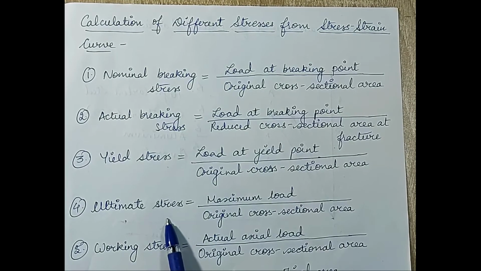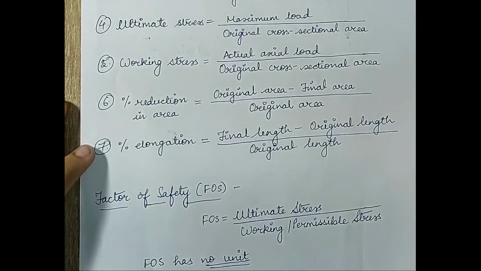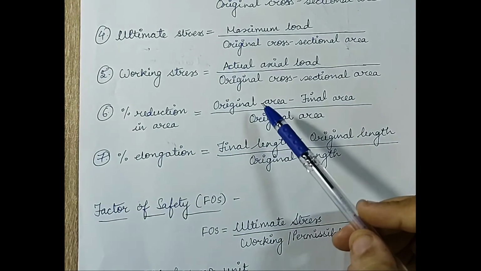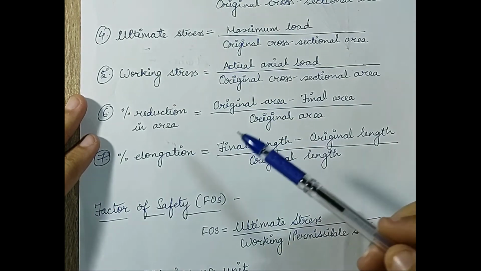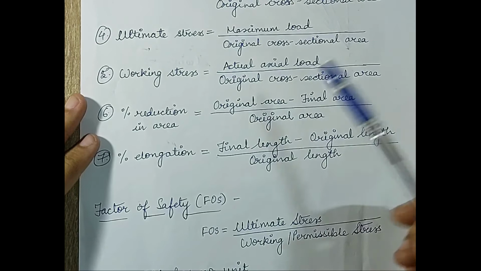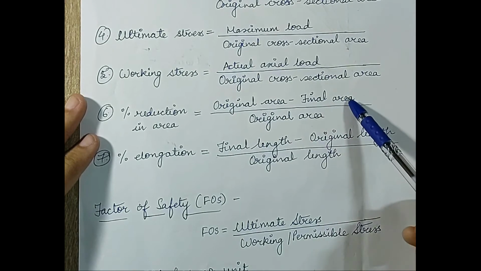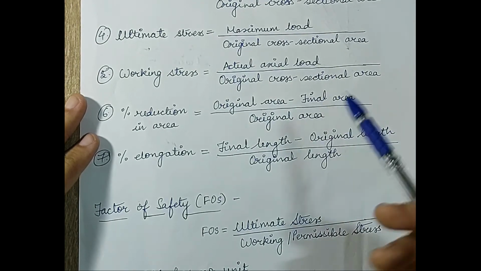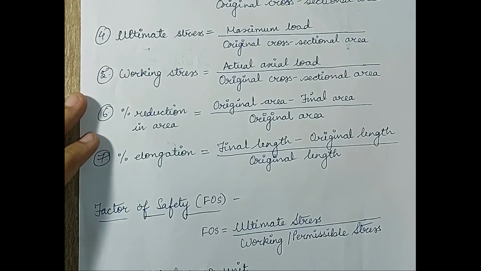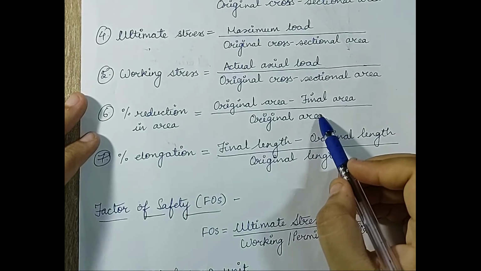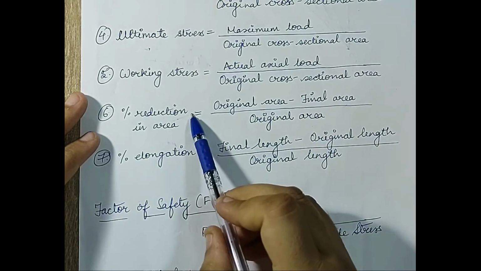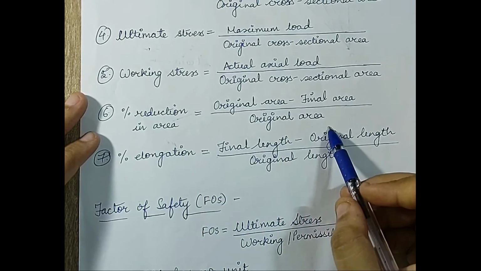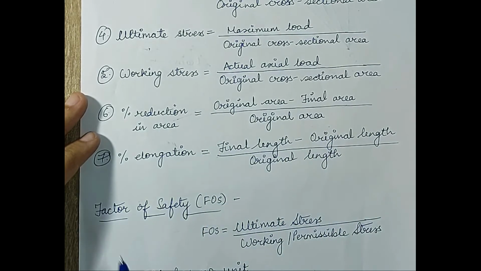Ultimate stress will always be on the higher side. Next is percentage reduction in area. We can use the formula: original area, which is pi by 4 d squared, where the diameter is say 10 to 12 mm, and final area will take into consideration the reduced diameter, say 7 to 8 mm. And again we will divide by the original cross-section area because the original value is higher. So according to mathematics, since we are calculating reduction, we will be using the higher value in the denominator.